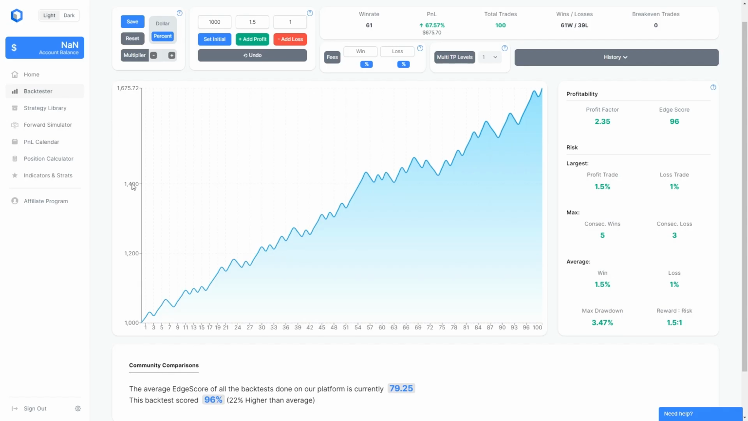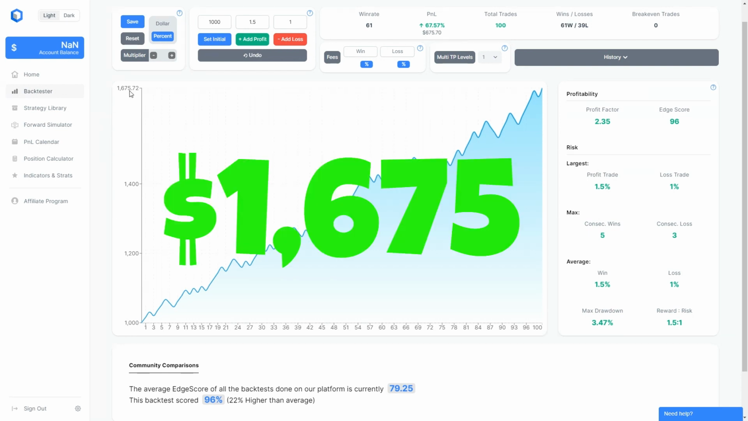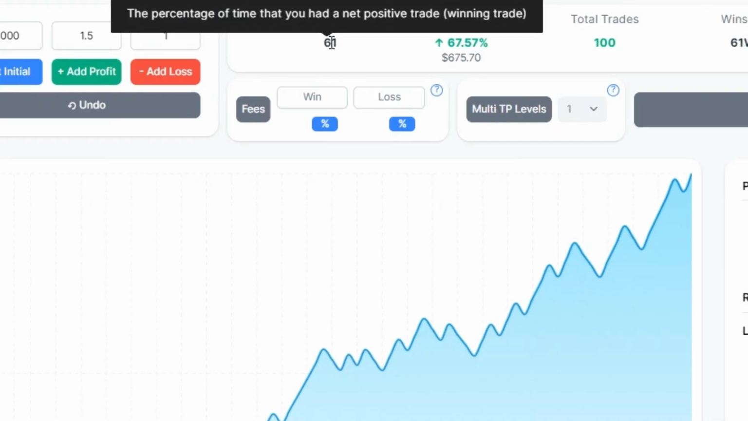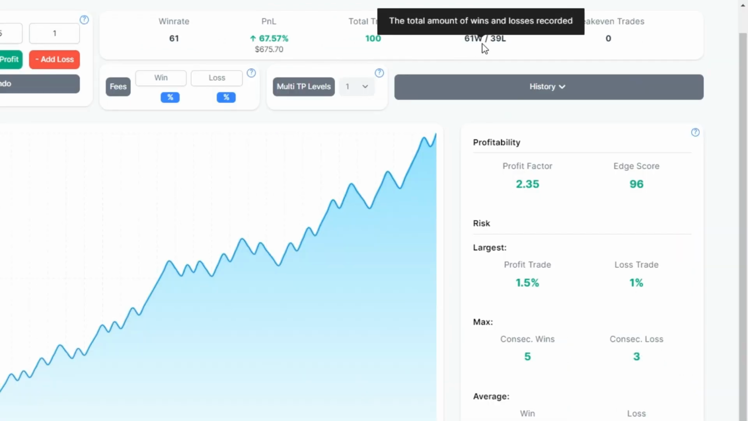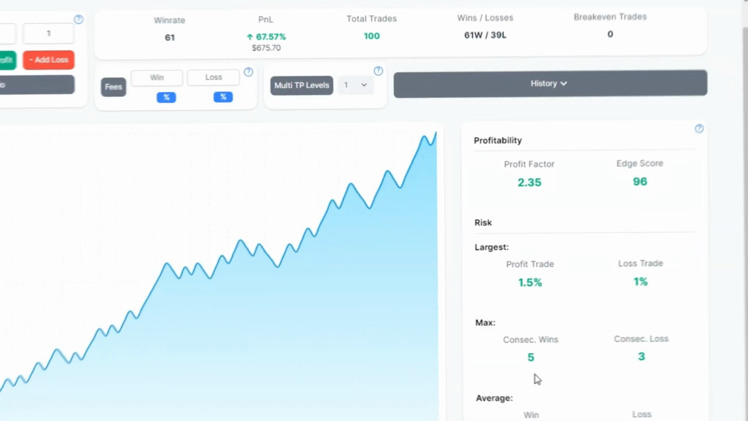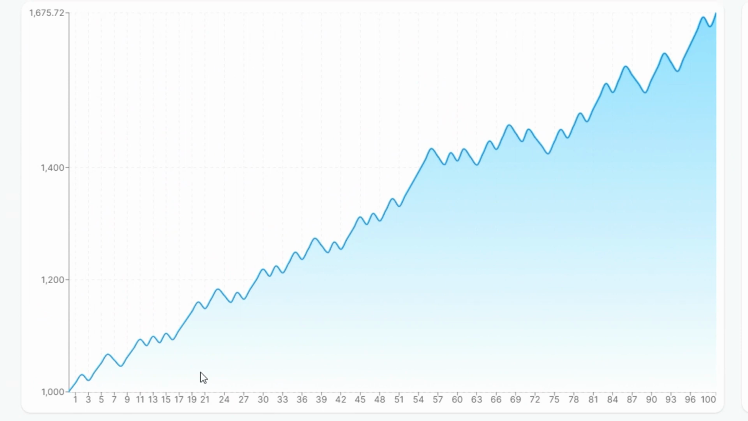Okay, so now backtest this strategy, and we took the account from $1,000 all the way to $1,675. The win rate was 61%, which is above average, and we had a profit rate of 67%. Out of 100 trades, we had 61 wins and only 39 losses. Overall, I do think this is a good strategy. I tested this out on Bitcoin on the 5-minute chart.